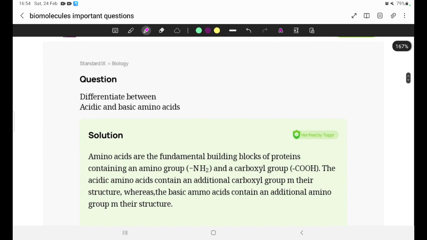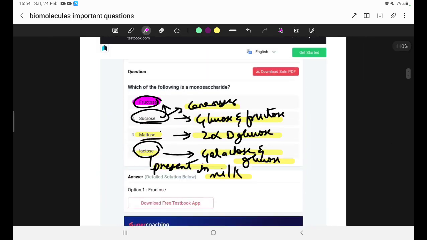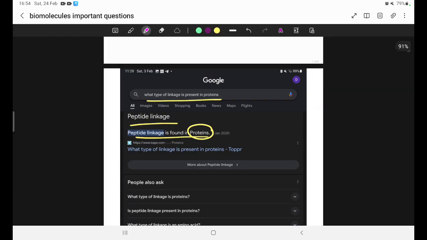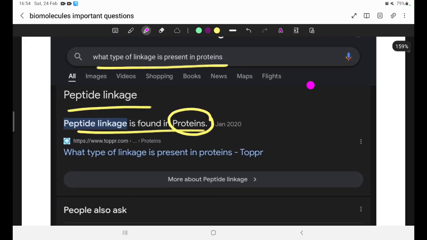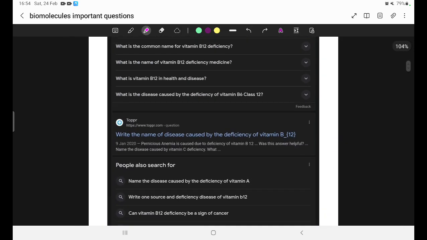Next is, differentiate between acidic and basic amino acids. We'll come back to this one. See, like how I explained this information, I told you that I'll explain even the peptide linkage. So I'll try to explain some important points in the protein section, so that you'll be able to answer those questions also.